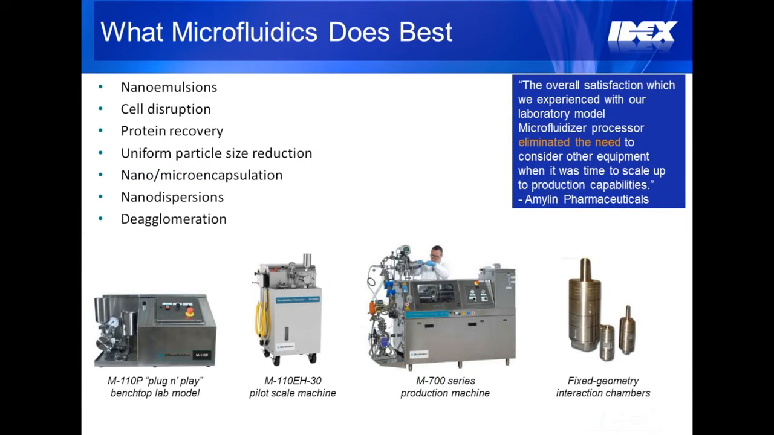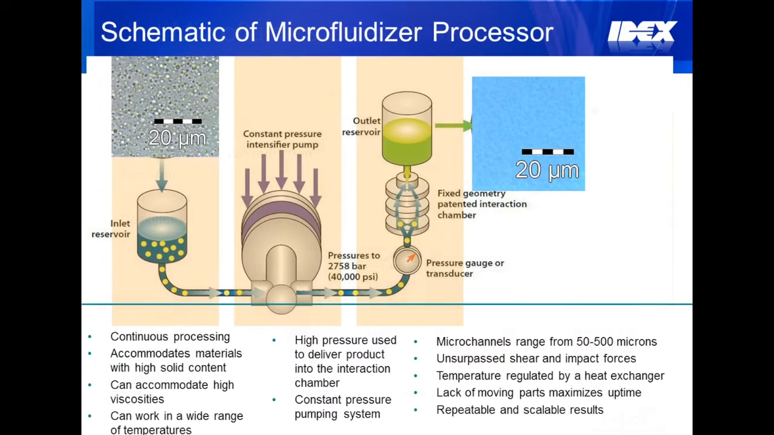What does microfluidics do best? We create nanoemulsions. We perform cell disruption for biotechnology with a very high protein recovery. We are very efficient at particle size reduction and nanoencapsulation. This technology is also used for nanodispersions and for deagglomeration applications. At the bottom of the screen, you can see several different types of our microfluidizer technology, as well as the core technology of every microfluidizer, the fixed geometry interaction chamber.